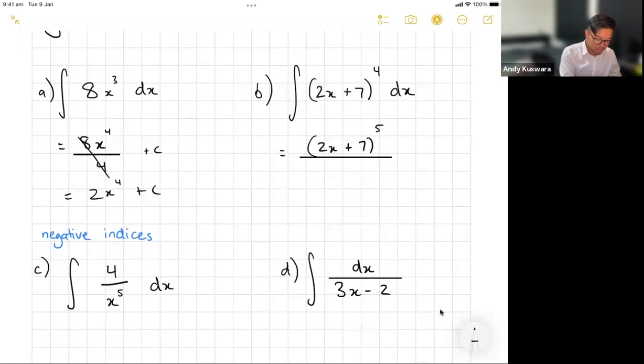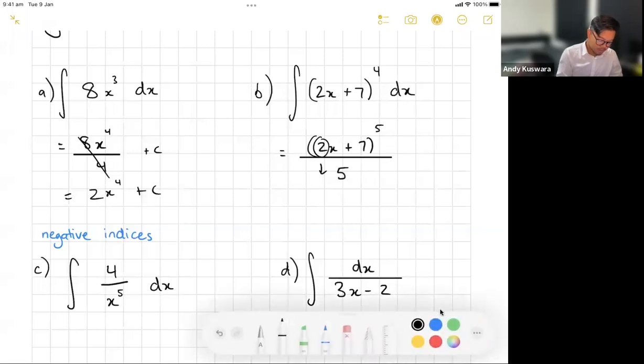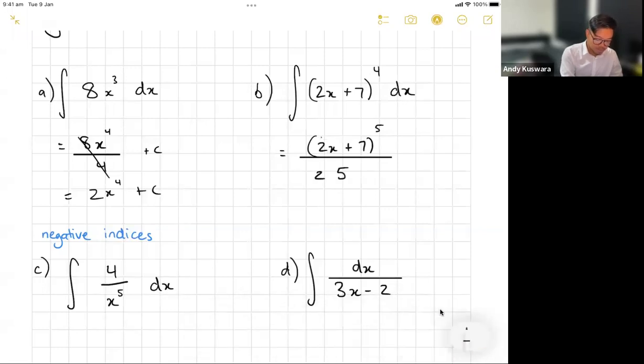Now it's also going to be divided by that new power of 5. The only thing is, whatever the coefficient of x is, that comes down here. So it becomes 2 times 5. So again, plus c. Once you clean it up, it's going to be (2x plus 7) to the power of 5 over 10 plus c.